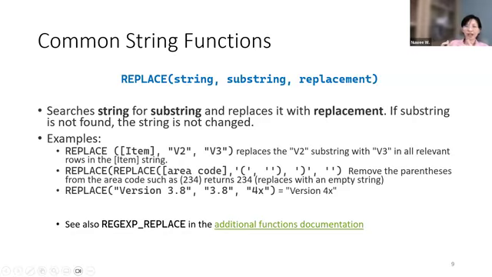Replace is also easy: it replaces a substring using the replacement. For example, I want to replace the item V2 with V3. Or I can nest replaces together, like this, to remove something by replacing it with an empty string. Empty string means you want to remove it. I remove the open parenthesis here, and I also remove the close parenthesis here. That means I remove the parentheses from what I have in my string, for example, the area code.